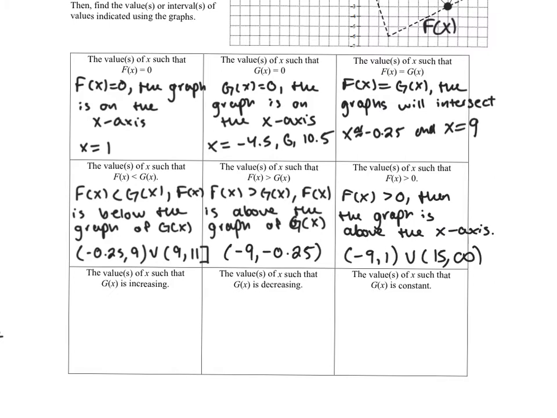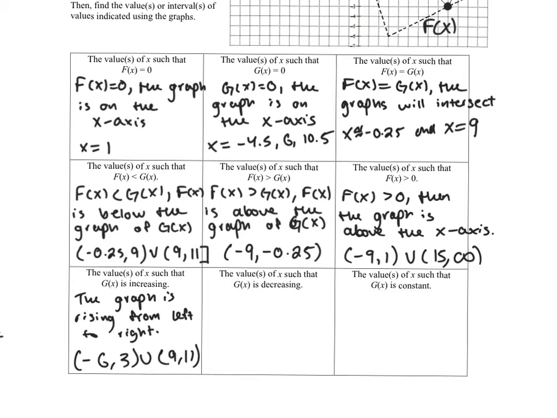The values of x such that g of x is increasing. So if it's increasing, then the graph is rising from left to right, all right? And it's from negative 6 to 3 and 9 to 11, all right?